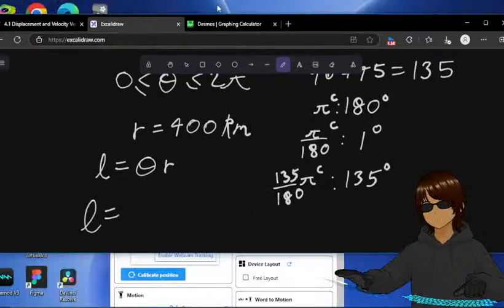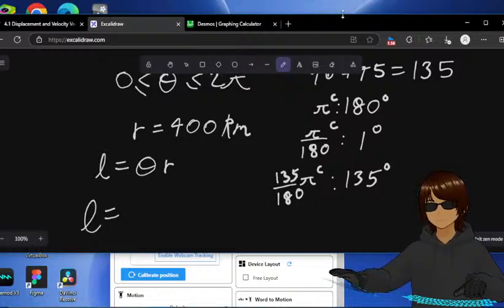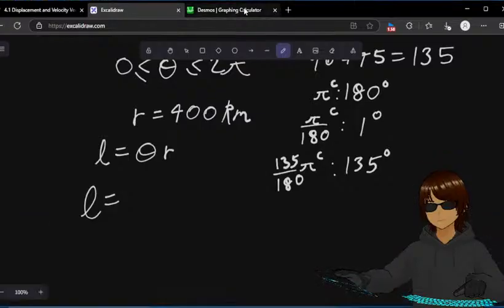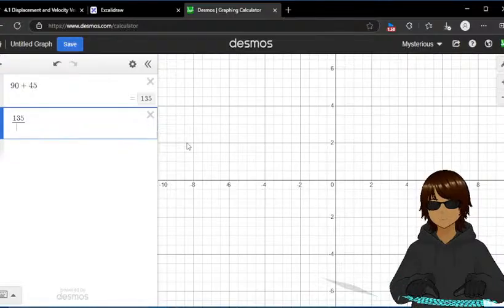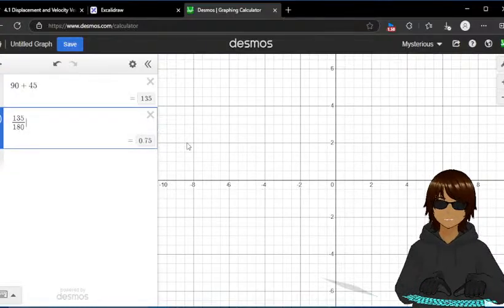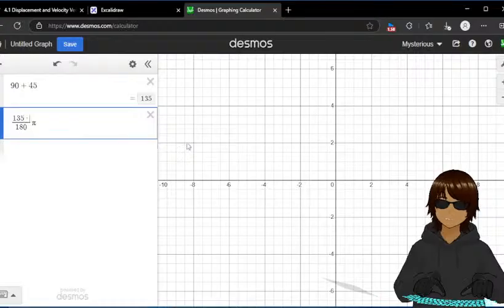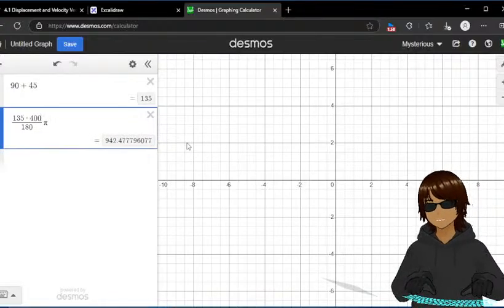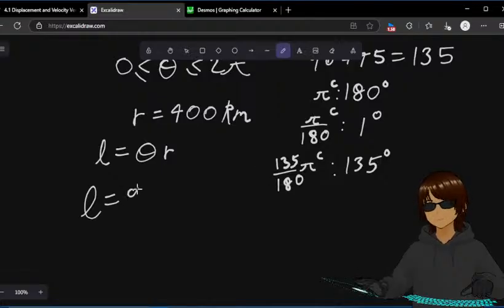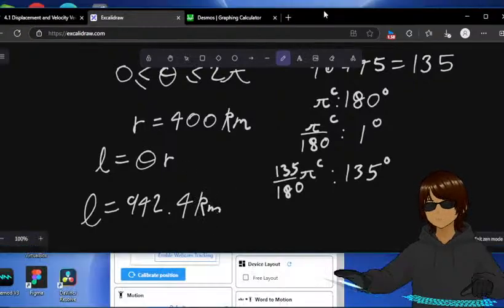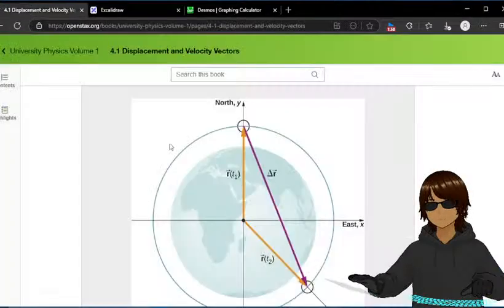L is, oops, 135 over 180 pi times 400, 942.4. 942.4 kilometers. Why does it keep doing this?